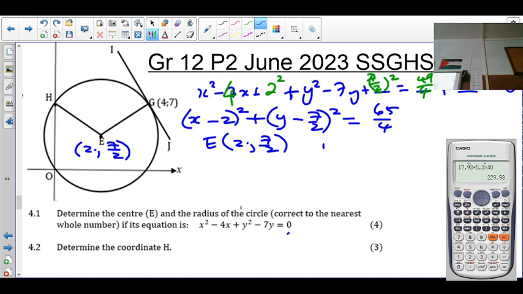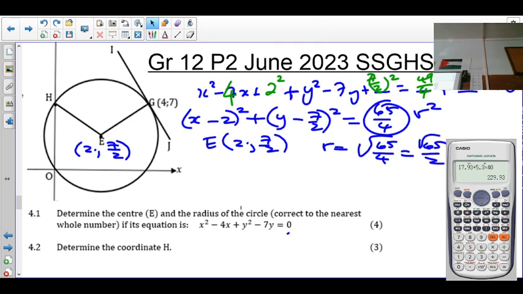And what is the radius? Remember, this is r squared. So it's the square root of 65 over 4, which is root 65 over 2, or a decimal. This is the square root of 65 over 4, which is 4.03, which is approximately 4. Why? Because they wanted it to the nearest whole number. Okay.